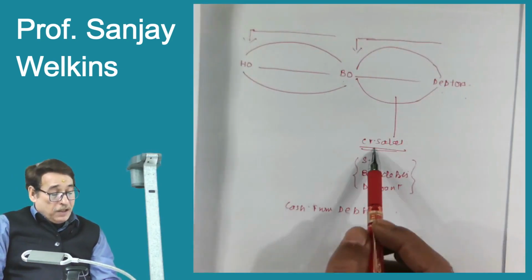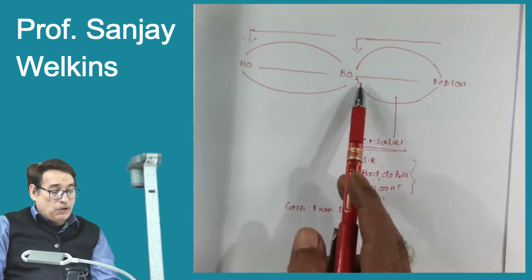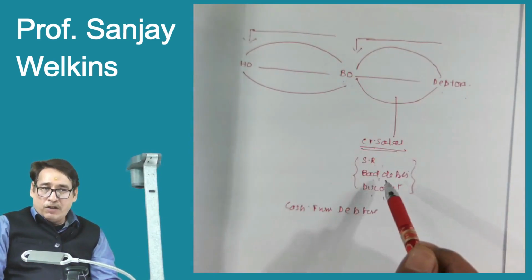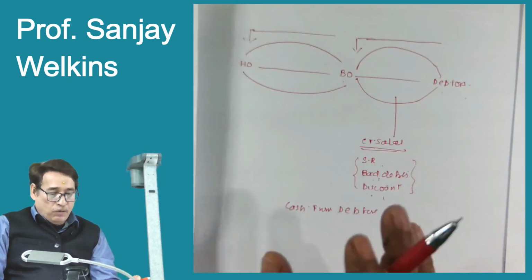Once again repeating, credit sales, sales return, bad debts and discount are purely transactions between the branch office and debtors. They will never come in the branch account; they will always find place in the debtors account. Correct? Number one.